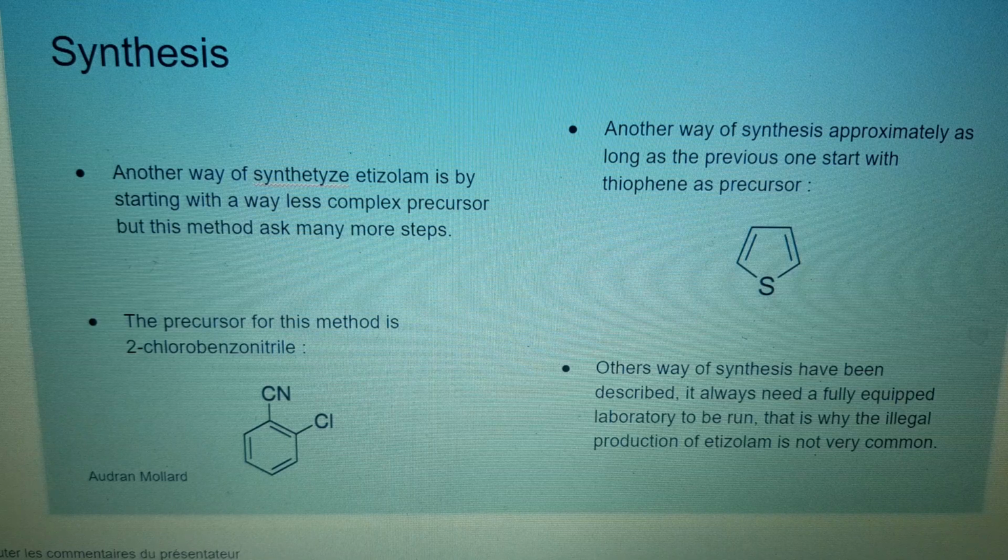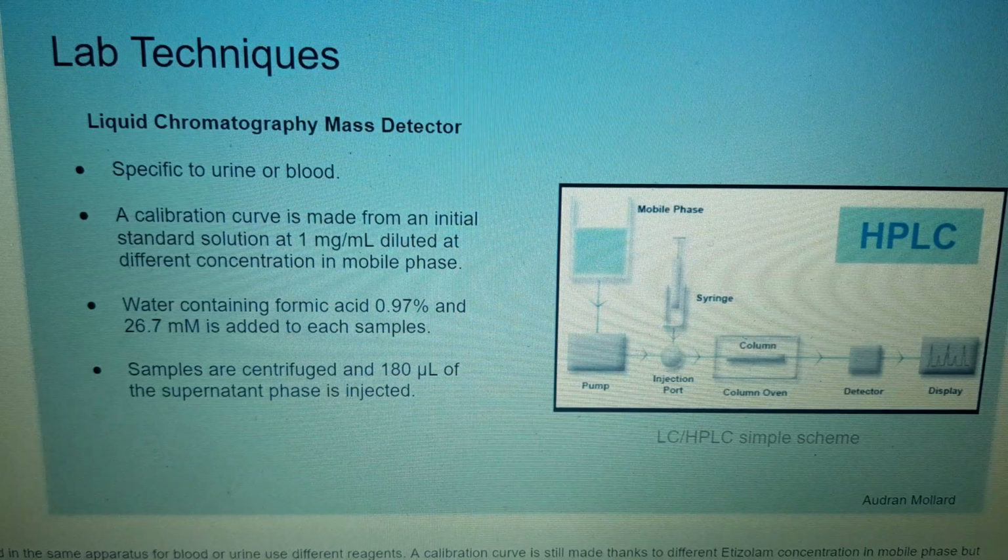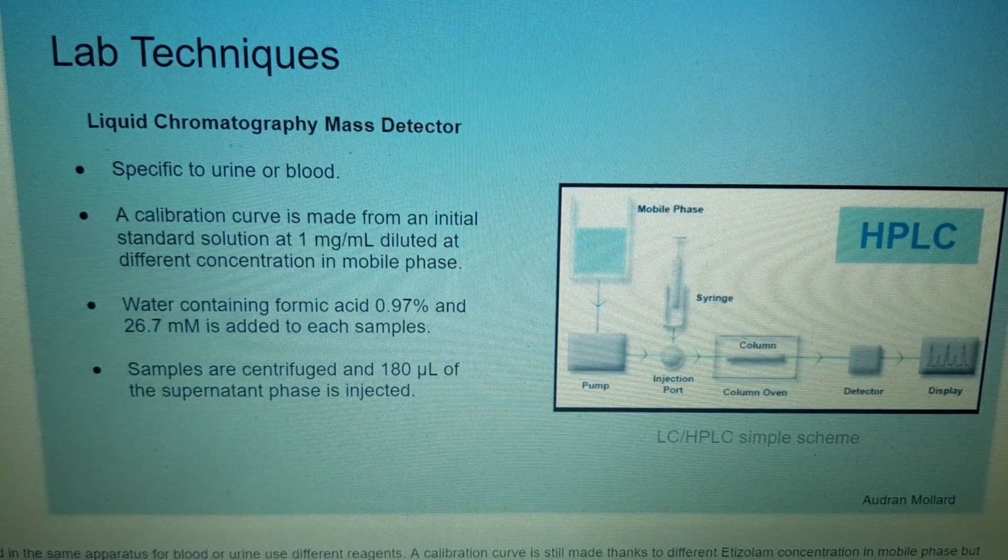Now I go to the analysis techniques. For blood and urine samples, you can use a combination of HPLC and a mass detector to quantify the sample. You have to draw a calibration curve with a standard solution at 1 milligram per milliliter, diluted in the mobile phase at different concentrations.